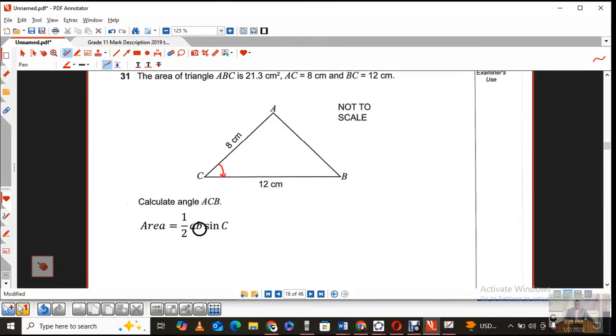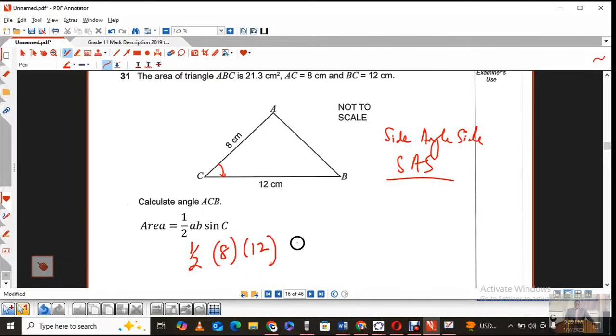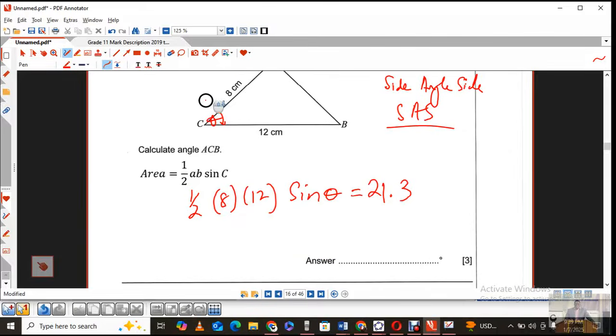So if you have got the angle, you've got a side, angle, side, you can calculate. Okay, abbreviate it shortly like this. So I'll be saying, okay, a half times 8 times 12 times the sine. Let's say that angle is theta, is equal to, the area was 21.3, it's given. Now from there, it's simply a matter of you punching it in. A half times 12 is 6, that is going to be 48. The sine of that angle equals 21.3.